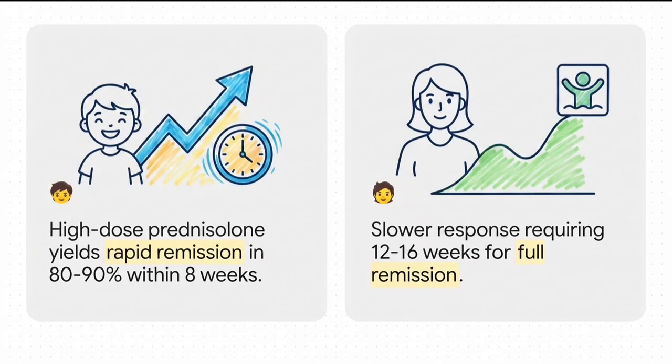But contrast that with the adult protocol. Adults are started on prednisolone at 1 milligram per kilogram per day, and here's the crucial part.